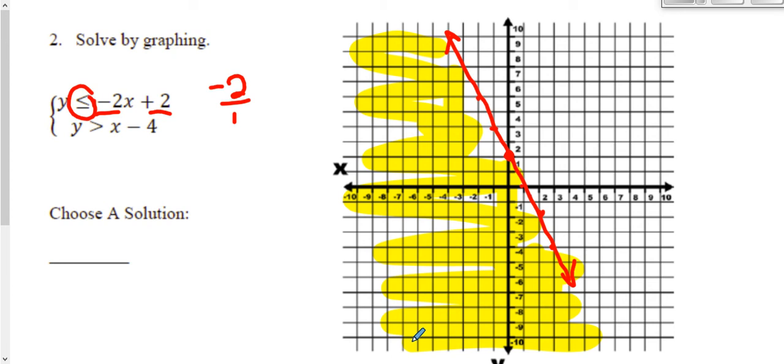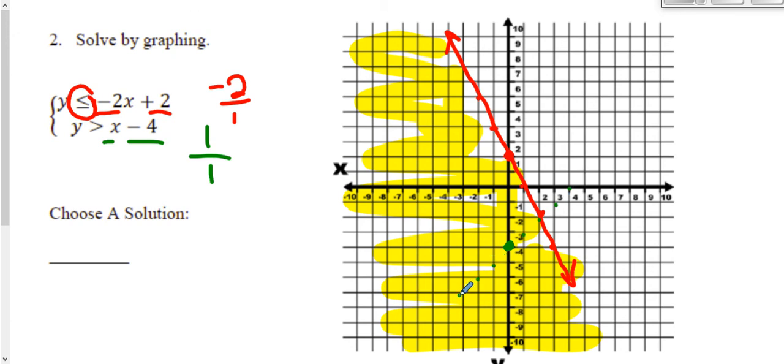Let's take a look at my second function. For my second function, my y-intercept is negative 4. That's right here on my graph. And the slope, again, is invisible. It's the number 1 being divided by an invisible 1. So that's up 1 over 1. So we can get some points on here, kind of see how this is moving.